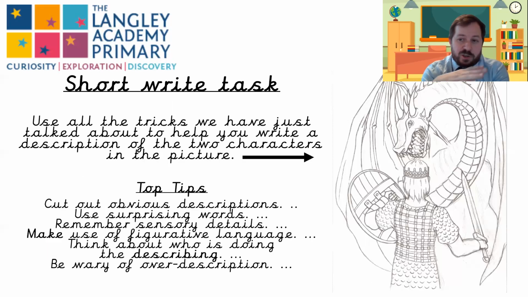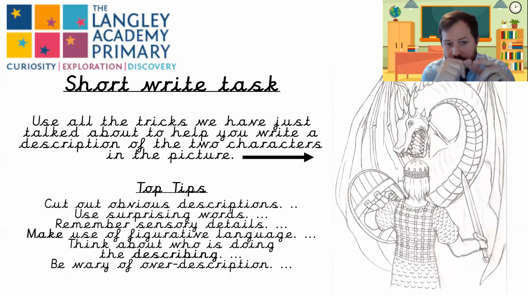Okay, so your short write task for today. What I want you to try and do is use those tricks we've talked about to help you write a description about the 2 characters that are below me, the dragon and the hero. Now, you've got an image to help you, but obviously you have your own ideas as well. And please use your imagination to describe them in whichever way you like. What you could also do is look back at the description you did yesterday for the setting and see if you can improve it by using some of these tips.